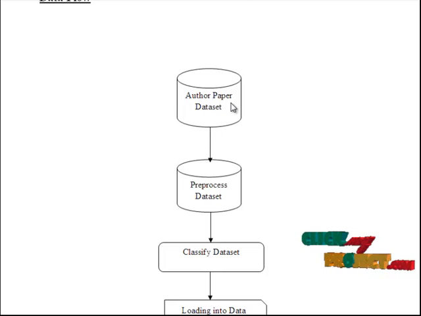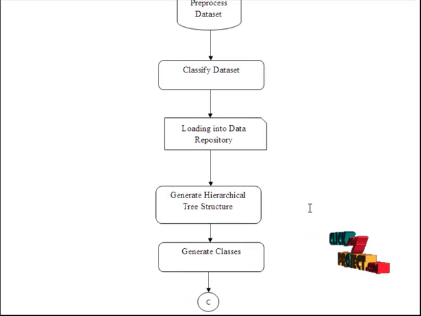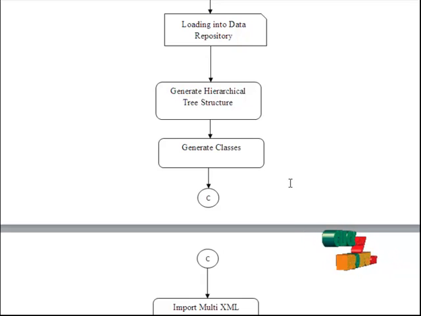In the data flow, first we import the author paper dataset. Here the author paper dataset is the Reuters newsgroup dataset. After importing, the dataset has to be pre-processed. After that, the pre-processed dataset has to be classified, and then we import the classified dataset into the data repository. From the data repository, we use the data-driven approach to view a hierarchical tree structure in the classified dataset, and then from the classified dataset we generate classes.